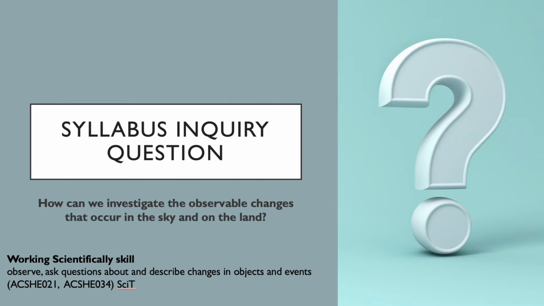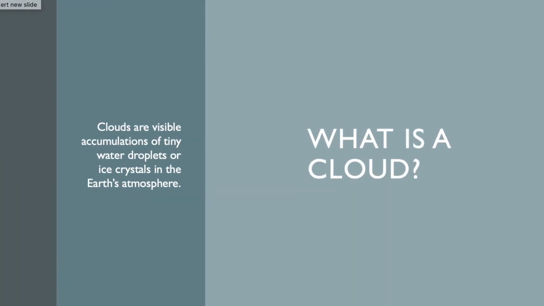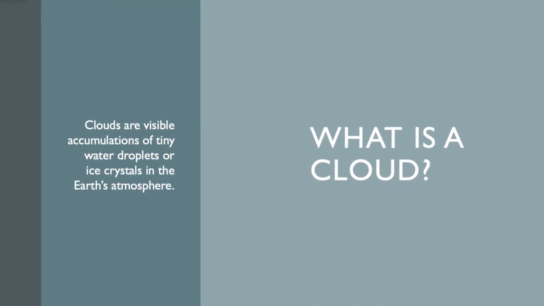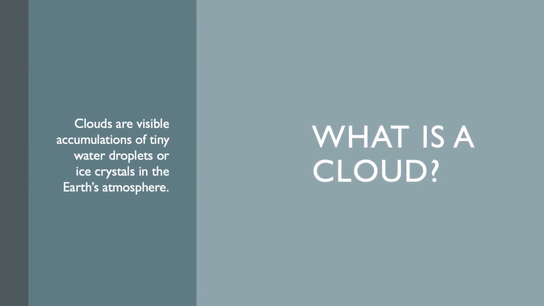Following, we need to use the working scientific skill of planning and conducting our investigation. However, it's very important that we provide scientific understandings of the underpinnings and previous research related to the water cycle and how different types of clouds are associated with rain. Clouds are visible accumulations of tiny droplets of water or ice crystals in the Earth's atmosphere.